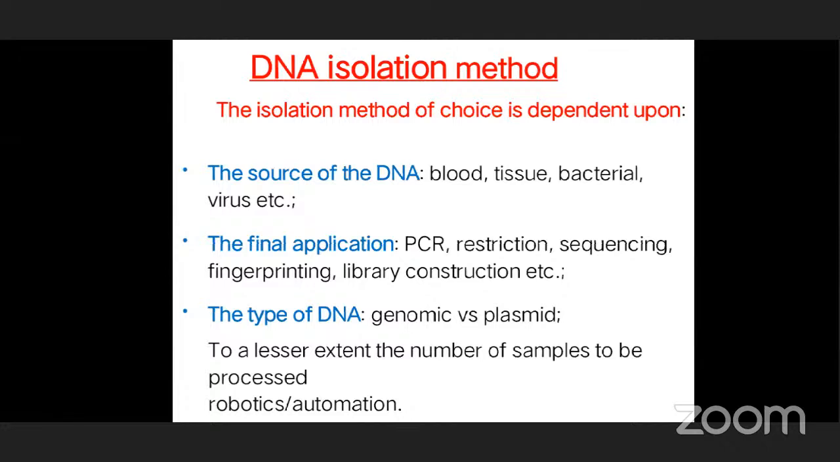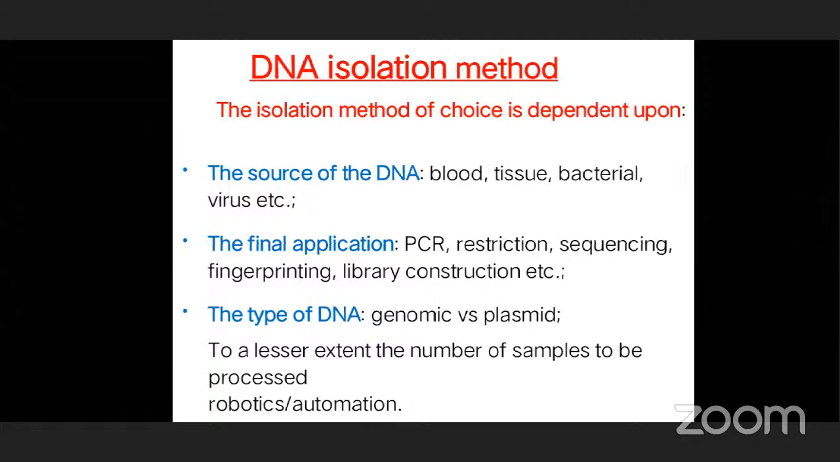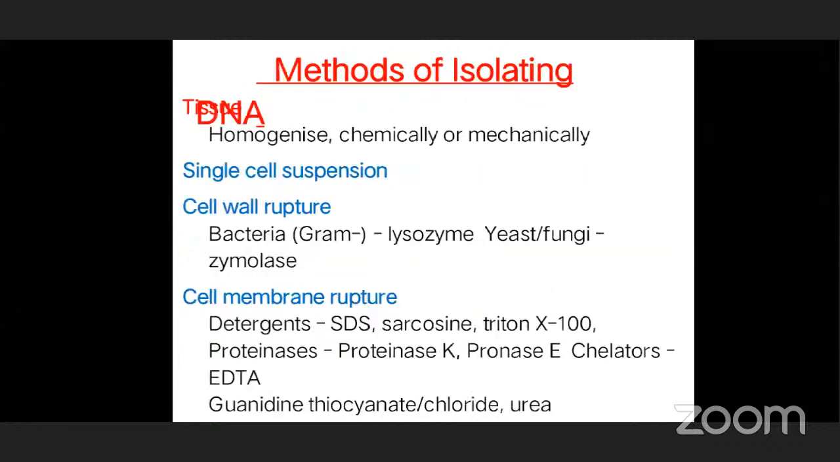And what are the types of DNA? All of you know types of DNA: genomic DNA and plasmid DNA. And to a lesser extent, the number of samples to be processed by robotic or automations. Also, these advanced techniques are used for the above applications. Then this slide shows the methods of isolating DNA. Are you listening to this slide? Homogenize.